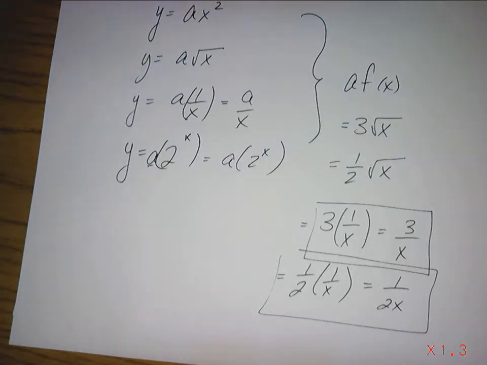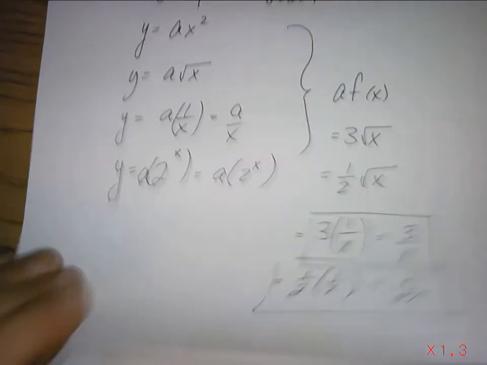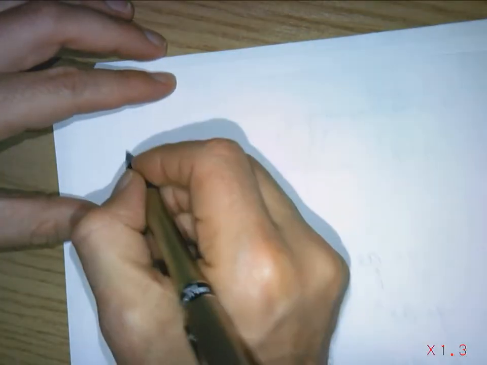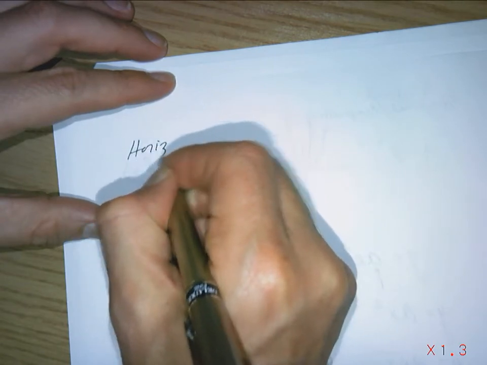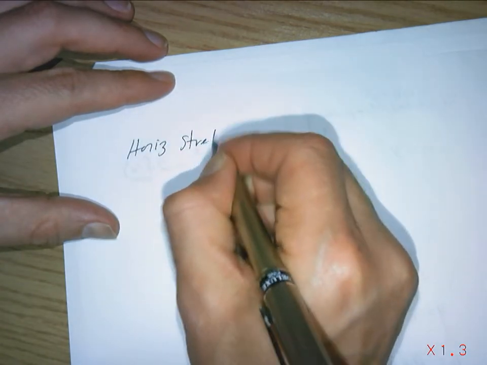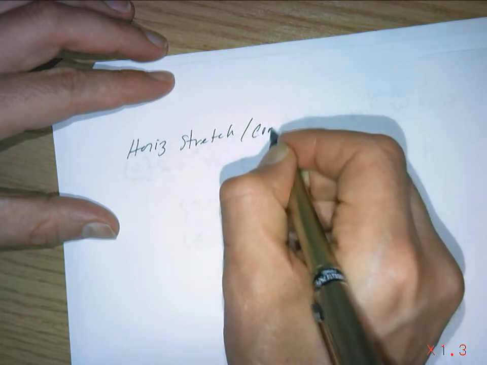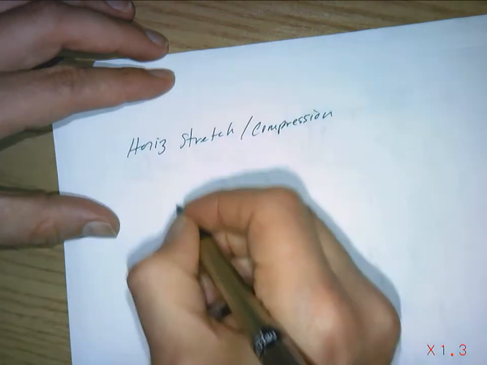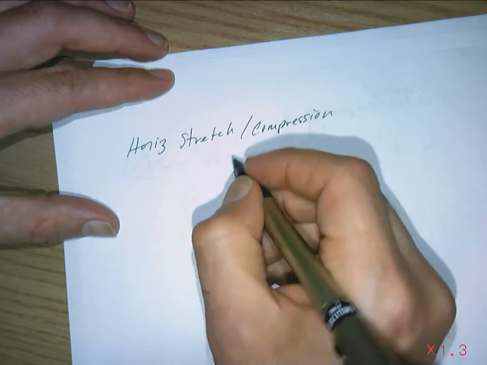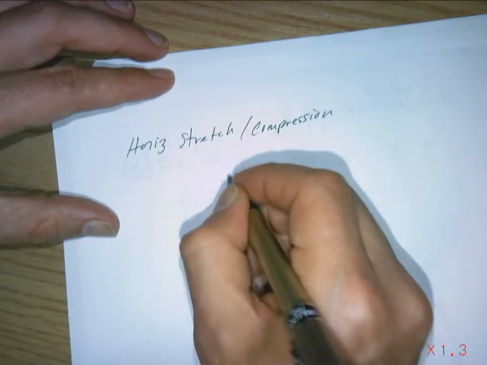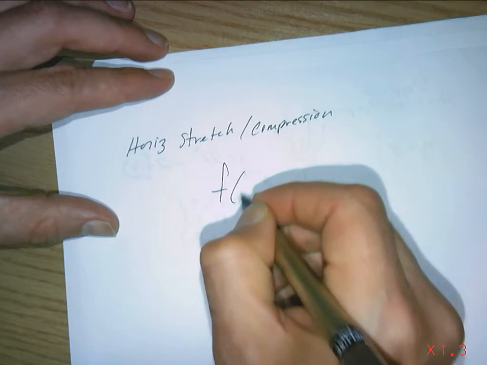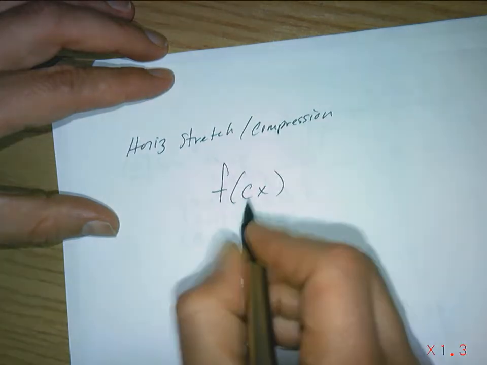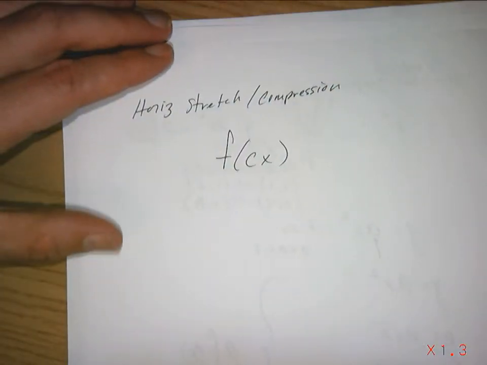We're then going to have some horizontal stretches and compressions, and interestingly enough, that's going to happen when we work inside the function. So you're going to have a horizontal stretch and compression. And that will look like this. You haven't seen these before, but that'll be when there is a number inside the function. Usually we use c, I think.